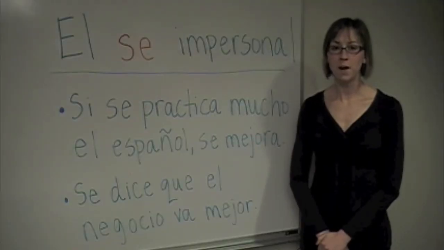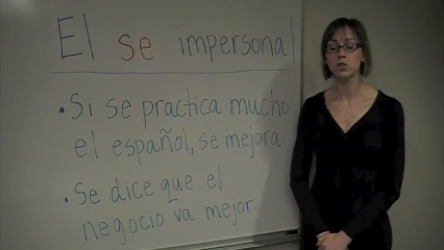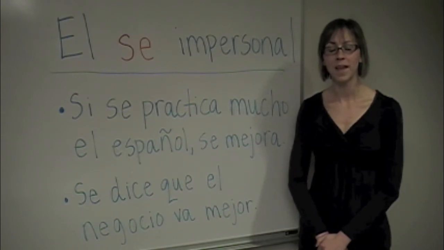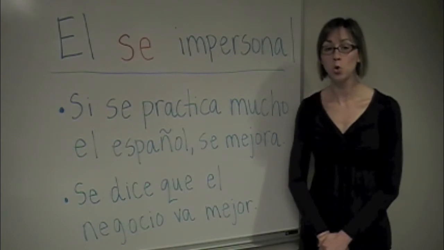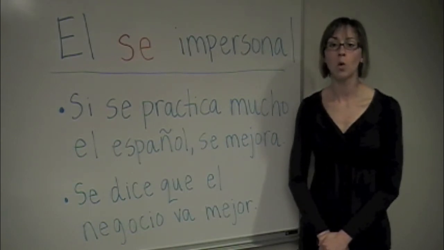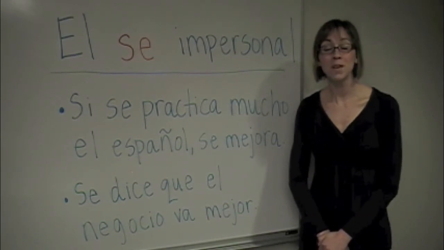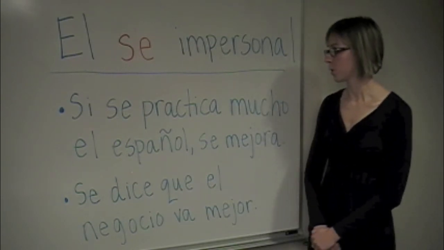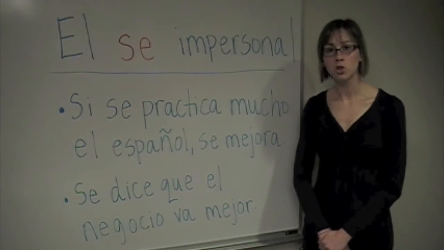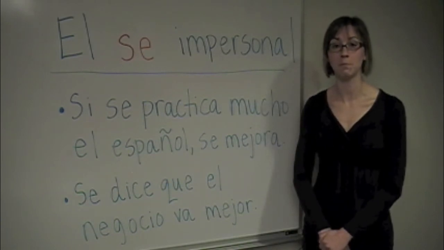The fourth and final use of se is probably the most commonly used one, and it's referred to as the se impersonal. In these constructions, we do not say or reveal who or what is doing the action. We're keeping the sentences impersonal or general. We're removing the agent. Let's look at a couple of examples. For the first one, si se practica mucho el español, se mejora. If one practices Spanish often, one will improve.